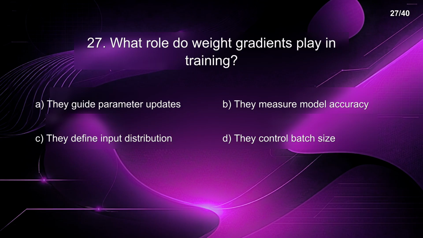27th question. What role do weight gradients play in training? A. They guide parameter updates. B. They measure model accuracy. C. They define input distribution. D. They control batch size. Correct answer is A. They guide parameter updates.